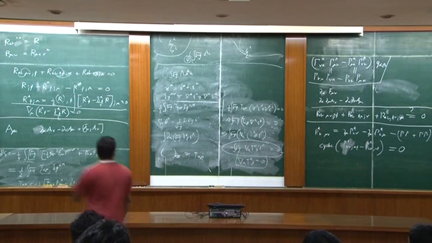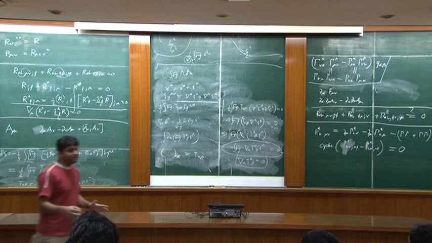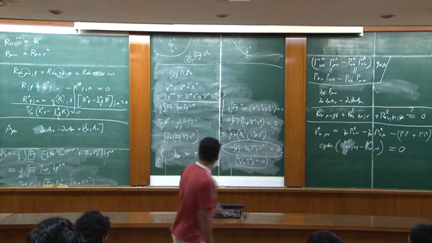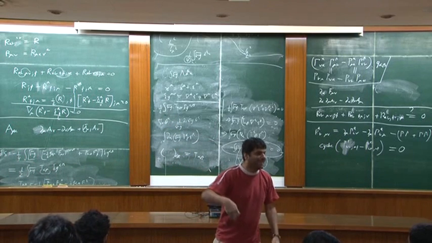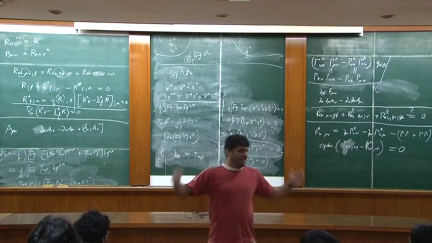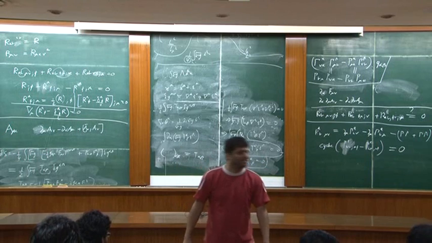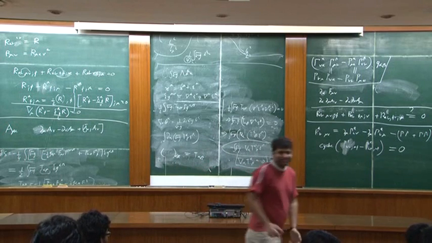Okay. Fine. So in the next class, we will actually derive the Einstein-Hilbert part of the action by varying square root g R. Then we will have Einstein's equations in our hand. Then we'll be ready to fly. Okay, fine.